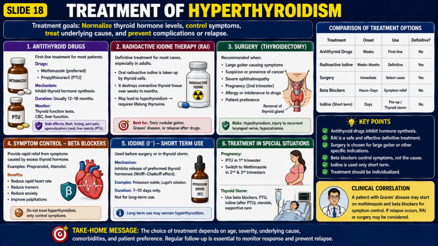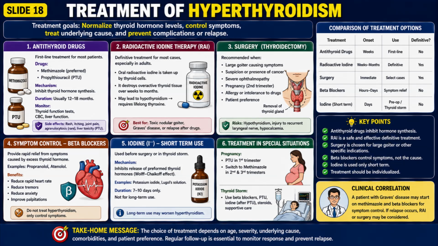Another important treatment option is radioactive iodine therapy. Radioactive iodine is selectively taken up by thyroid cells, where it gradually destroys overactive thyroid tissue. This treatment is widely used in adults and is considered a definitive therapy in many cases. In certain situations, surgical removal of part or all of the thyroid gland, known as thyroidectomy, may be recommended. Surgery is generally considered for patients with large goiters, suspicion of thyroid cancer, severe eye disease, or when other treatments are not suitable.